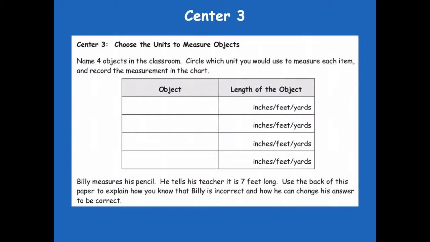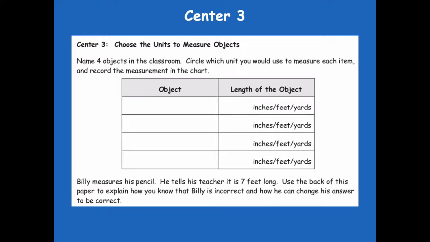All right, so center 3 is you're going to choose units to measure objects. So you're going to name 4 objects in your house instead of your classroom, and you're going to circle which unit you would use to measure each item. Let's say I'm going to measure the remote control for my TV. So I would write remote in the object column, and then I would actually have to measure that remote. Now, I would not use feet or yards for that because it's too small, so I would use inches.